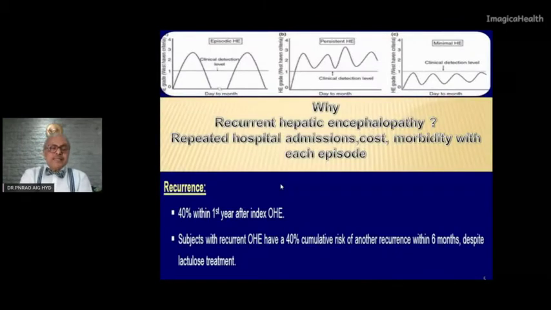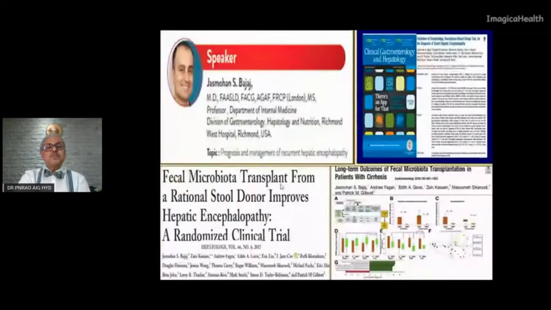The next topic which we are going to discuss today is recurrent hepatic encephalopathy. Why should we discuss recurrent hepatic encephalopathy? Because 40% recur within the first year after the index hepatic encephalopathy. And also it means repeated hospital admissions, cost and morbidity associated with each of these episodes.